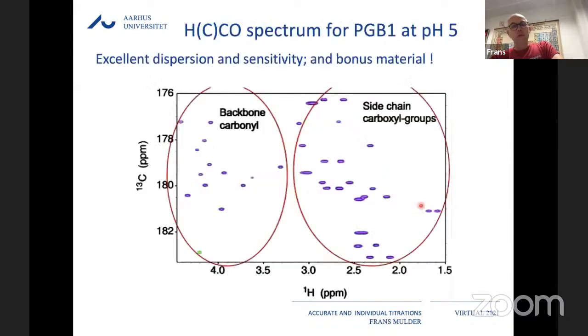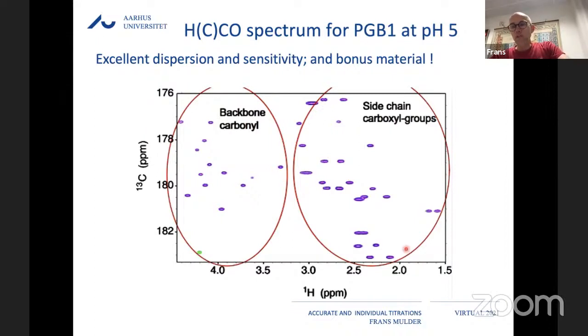That gives these kind of spectra for a small protein. This is PGB1 at close to neutral pH. So each side chain, aspartate, asparagine, glutamate, and glutamine, will contribute signal in this area of the spectrum, in this HCCO spectrum. So you see along the horizontal axis, we have the hydrogen chemical shift. Along the y-axis, we have the carboxylate carbon chemical shifts.